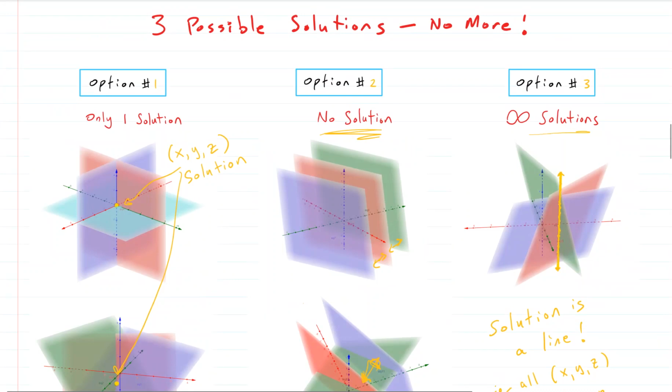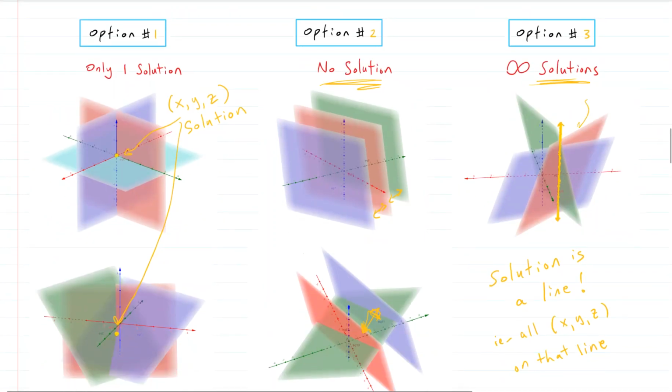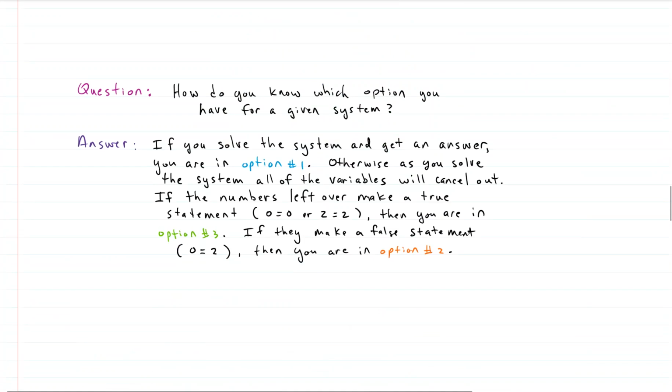Your last option category is infinite solutions. You can see here in the picture that all three planes touch in what appears to be a line. So any point on that infinite line would satisfy all three equations, therefore be on all three planes at the same time. So those are the three categories that we should be thinking about.